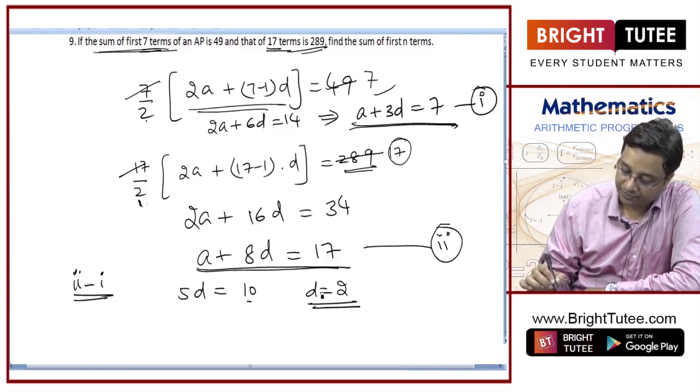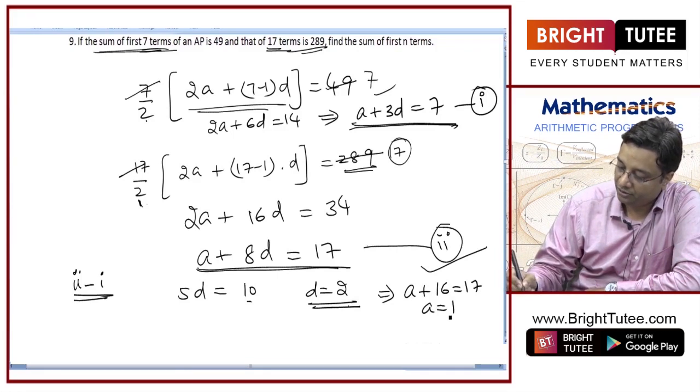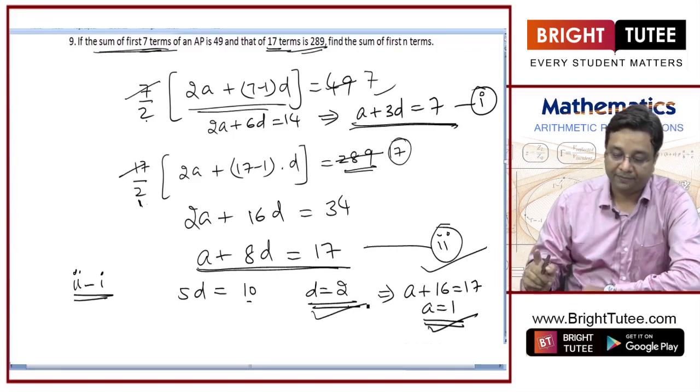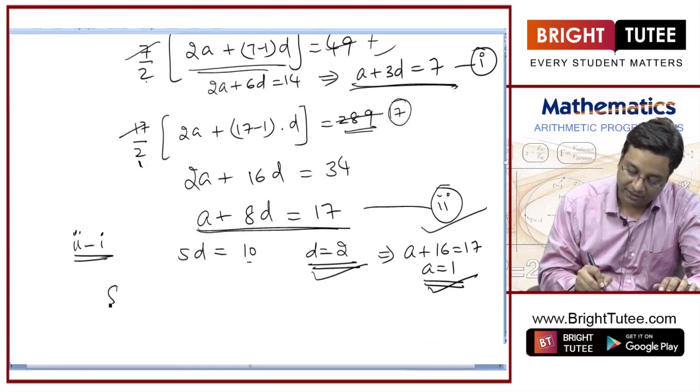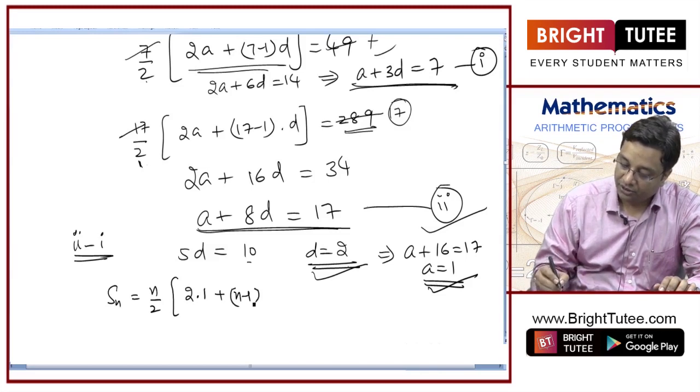Okay. Now I can put d equal to 2 in equation number 2. So it will give me a plus 16 is equal to 17. So a equal to 1. Now I have got a and I have got d. So now the sum of first n terms, Sn, is equal to n by 2, twice of a, which is equal to 1, plus n minus 1 into d. D is 2 here, right?